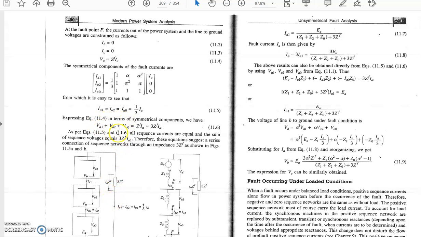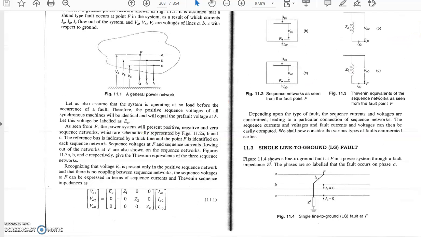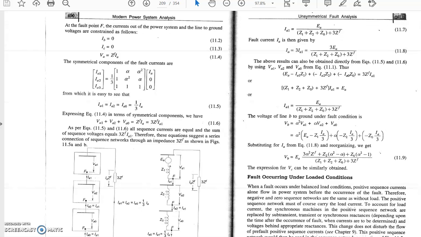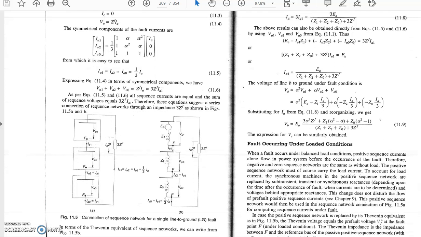Similarly, Va1 plus Va2 plus Va0 is equal to Zf Ia. We know that in a series connection the voltages will be added. So these two equations suggest that the diagrams of the sequence components are in series connection. So we can make this diagram from equations 11.1, 11.5 and 11.6, that we can connect the sequence components in series fashion. So Va1, Va2, Va0, this is in series.